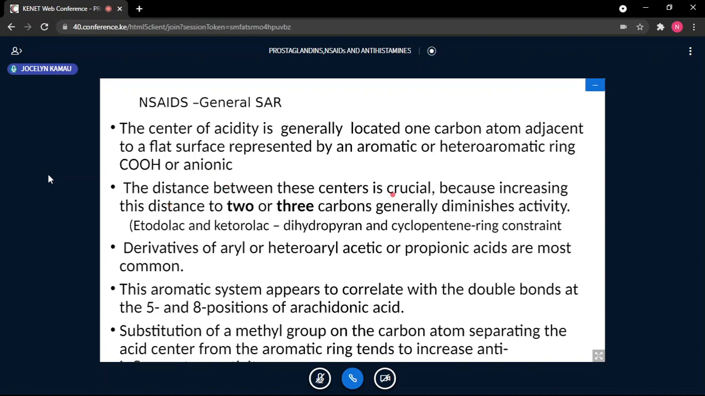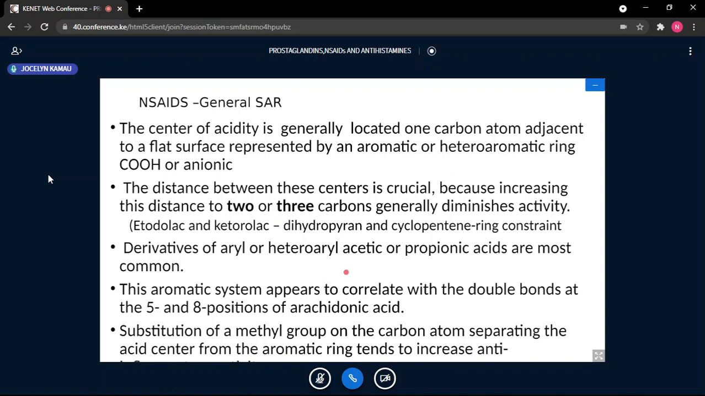The distance between these centers is crucial because increasing this distance to 2 or 3 carbons generally diminishes activity, with the exception, as I have said, of etodolac and ketorolac, which are normally classified as non-classical acetic acid derivatives. Etodolac has a dihydropyran ring and ketorolac has a cyclopentene ring, and their second carbon is part of a cyclic ring with constraint and therefore with maintenance of activity. I hope that is very clear.